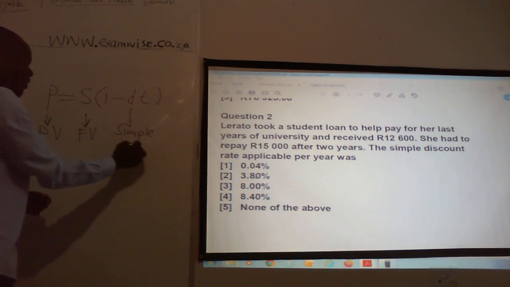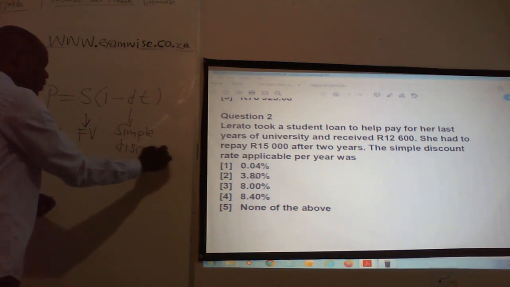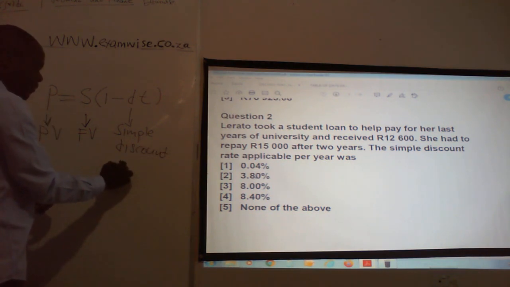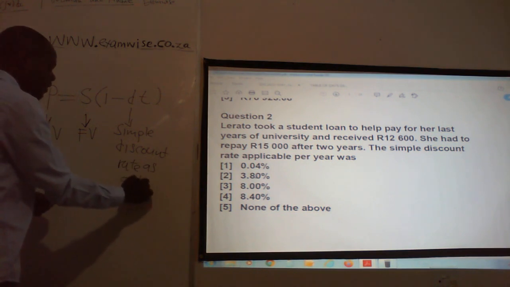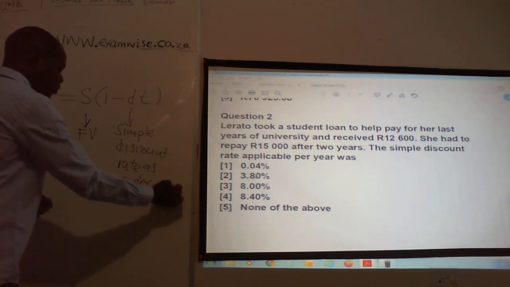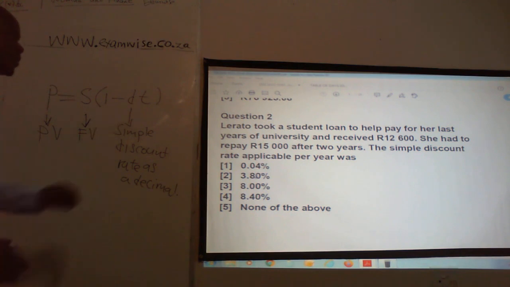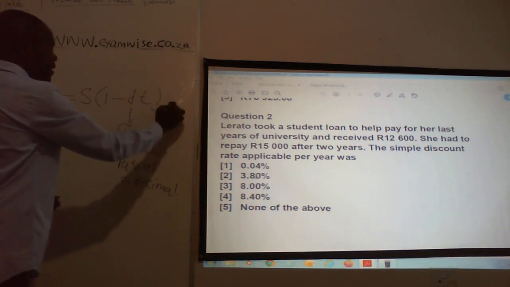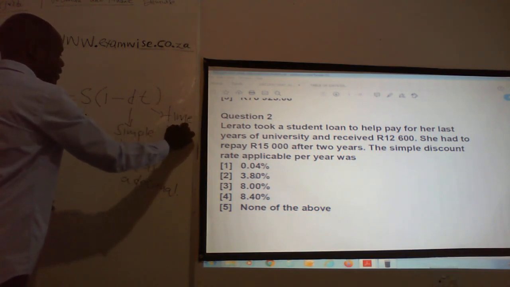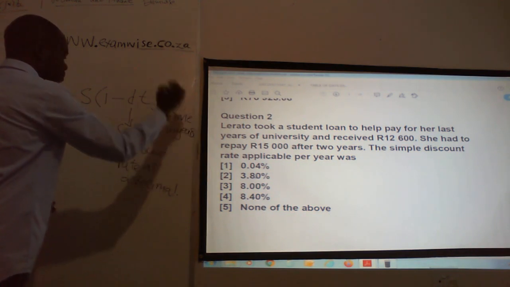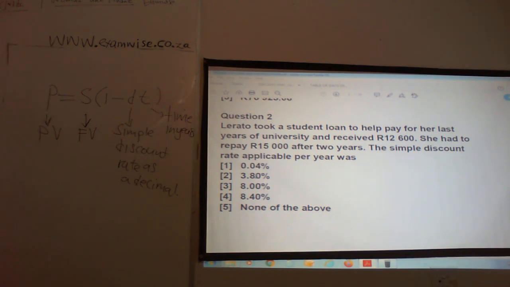So we have our D as our simple discount rate as a decimal. As long as we are using a formula, this one must be as a decimal. And then our T here is the time in years. T is the time in years. So that is how we interpret the variables.